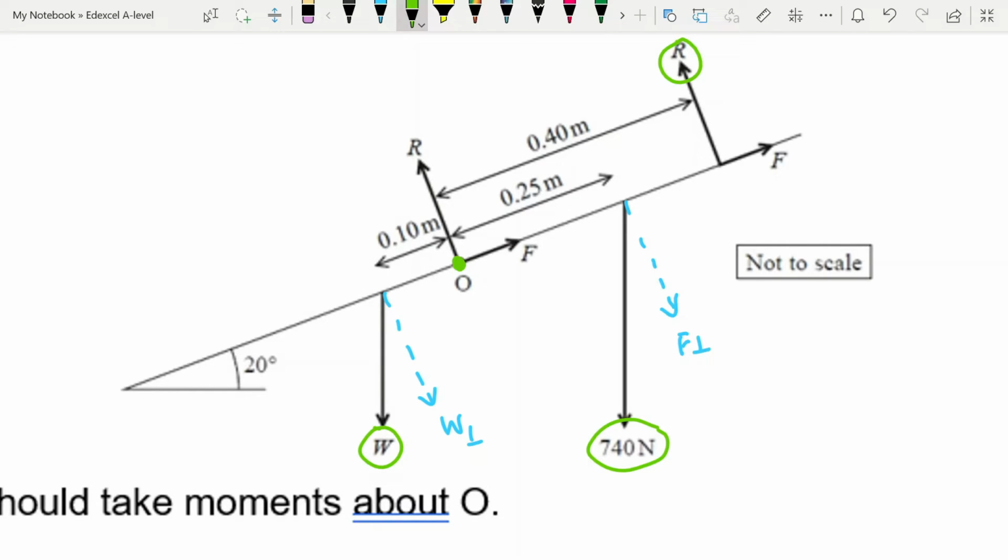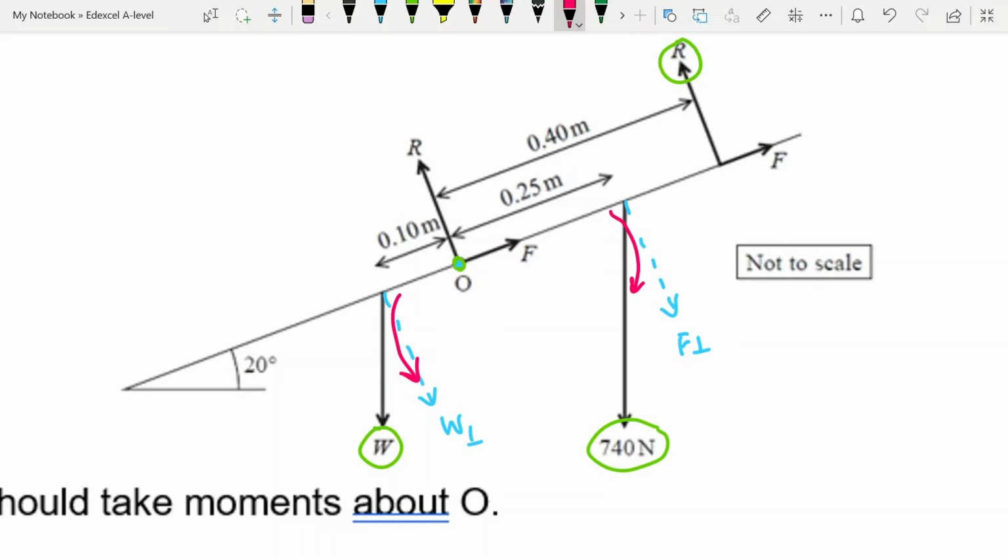We need to establish in which direction, clockwise or anti-clockwise, these forces are going to act around this pivot here. So we can see, I hope, that the weight of the bag is going to tend this direction around the pivot, and the weight of the person is going to tend that direction around the pivot. So when we do our moments calculation, those are going to be on opposite sides of the equal sign. What about our force R?